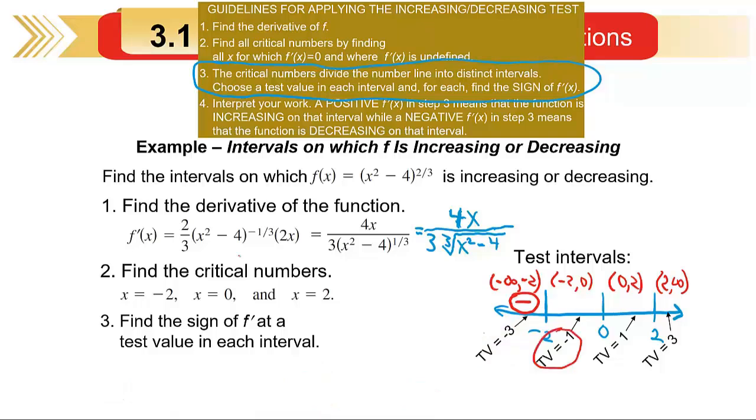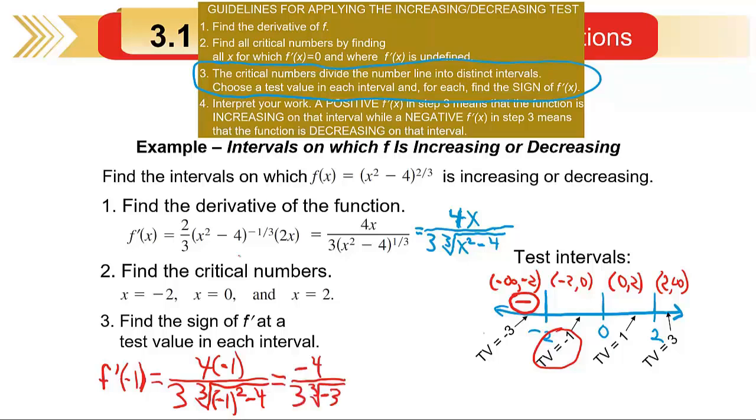Then I take the interval between -2 and 0 and test the test value I chose, which is -1, and plug it into the derivative. Remember, you're plugging into the derivative. That gives me a -4 up top, and you get 3 times the cube root of -3. Now, just be careful here. You can't take the square root of a negative number, but you can take cube roots, any odd root of a negative number, and it just comes out negative.